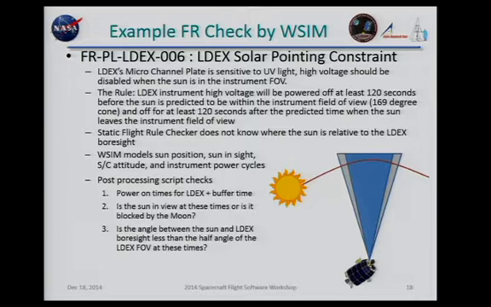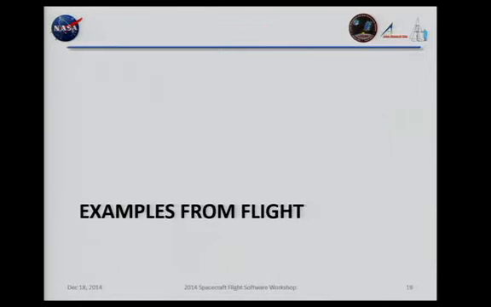There are other flight rules, like the LDEX one, that says I can't point LDEX's field of view at the sun while it's powered on, or else it's going to damage the instrument. So the dynamic simulator becomes important in that sense, because there we're modeling the position of the sun and the attitude of the spacecraft, and so WSIM will tell me whether LDEX was powered on and the sun was in view, or it was more of a safe state. That's an example of a flight rule that can only be checked with a dynamic flight rule checker like WSIM.